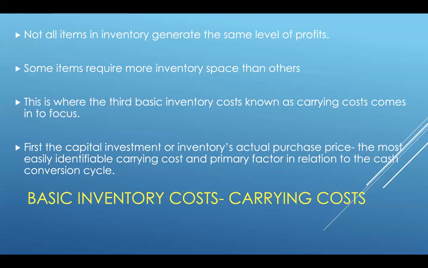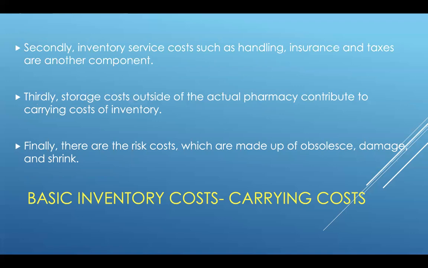So there's first the capital investment, or the inventory's actual purchase price, and that's the most easily identifiable, and then we have the carrying cost of what does it cost to hold this on the shelf until we have a sale. And so taking basic inventory costs minus carrying costs will get you your true inventory costs.